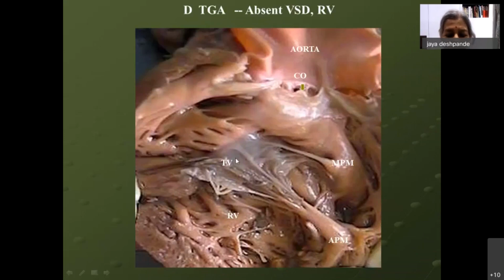On the right side, you have the tricuspid valve, the right ventricle. This is the trabeculoseptomarginalis. The medial papillary muscle is attached here, and the right ventricle leads to the aorta. Why is it aorta? Because you can see coronary ostia here, and subsequently it also gives rise to the arch vessels.